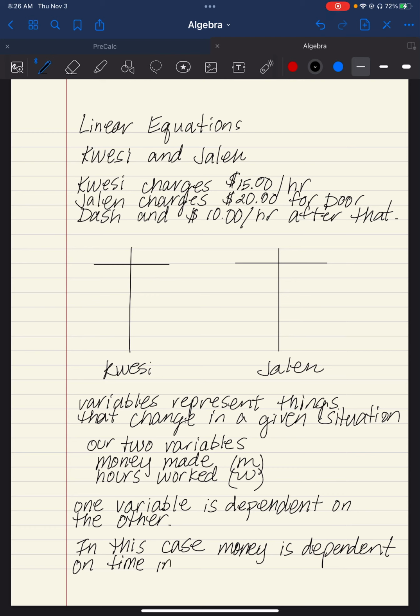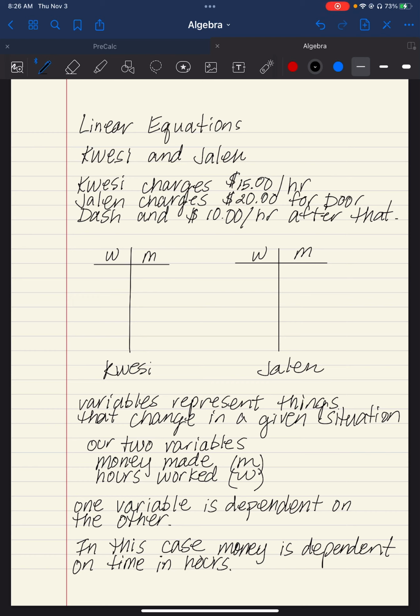Now, how does that look in our table? Well, we always keep track of two things, both variables at the same time. For linear equations, again, it's a relationship between two things that change. The first thing we said was the hours, or I used a W for that variable. We'll say W is the hours worked, and M is the money made.